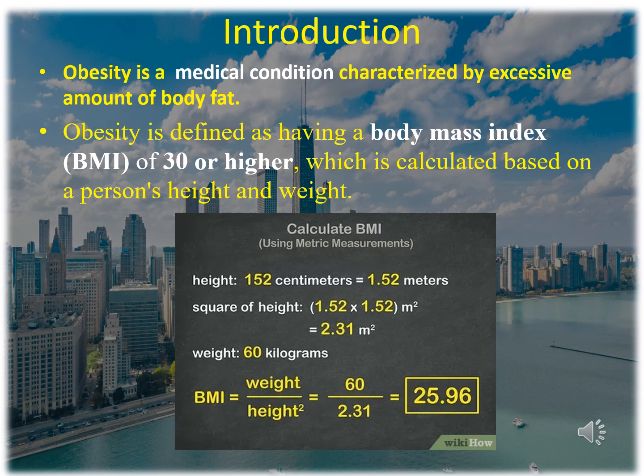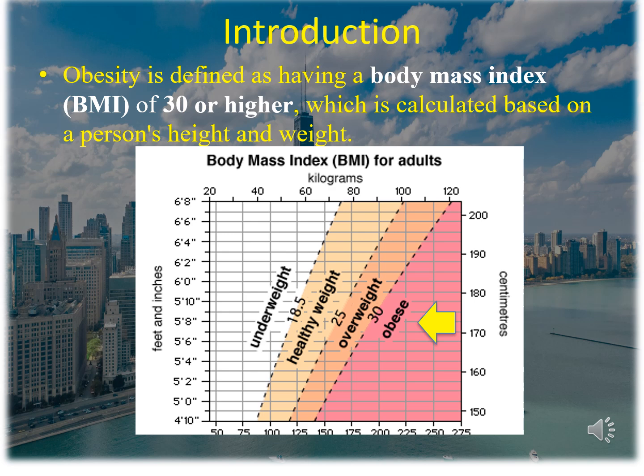Below is the formula for BMI. BMI equals weight in kilograms divided by height squared. This is the BMI chart for adults. Obesity BMI is 30 or above at the yellow arrow.